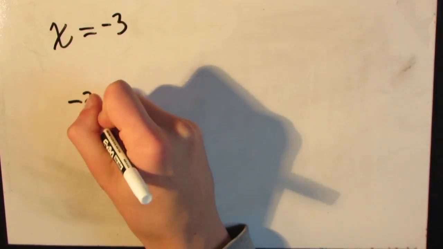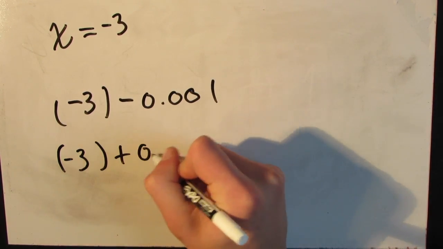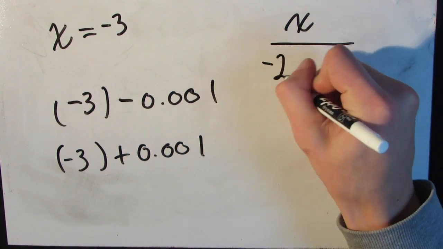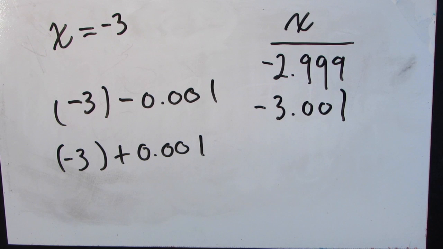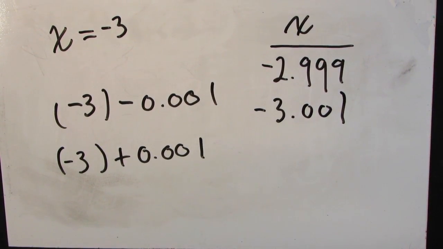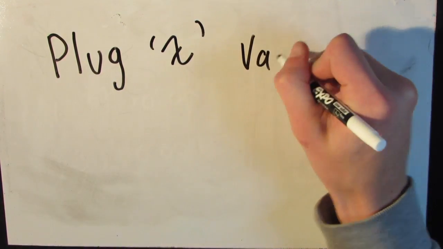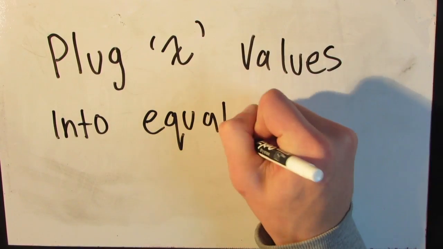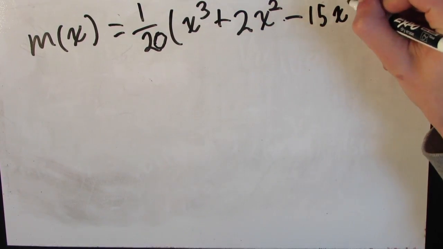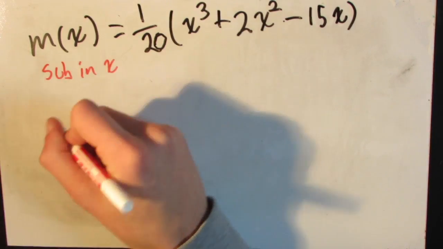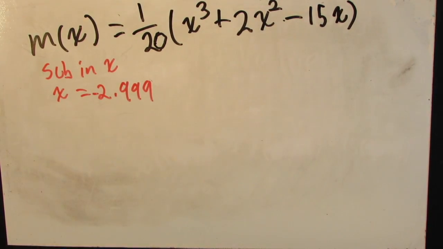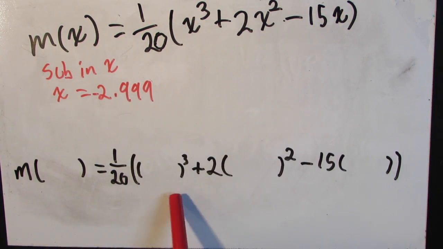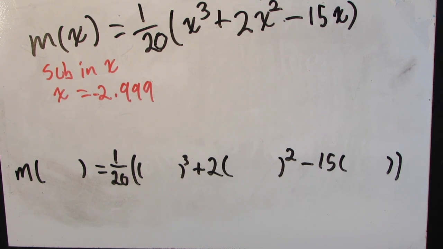Time for calculations. Since we're trying to find the IROC at negative 3, what you want to do is subtract 0.001 from negative 3 and add 0.001 to negative 3. What you end up getting is negative 2.999 and negative 3.001. Now what you want to do is plug in these x values into your equation. As you can see, this is our equation, and we're going to have to sub in our x value into this equation. Now you're going to want to substitute negative 2.999 into these four spots.